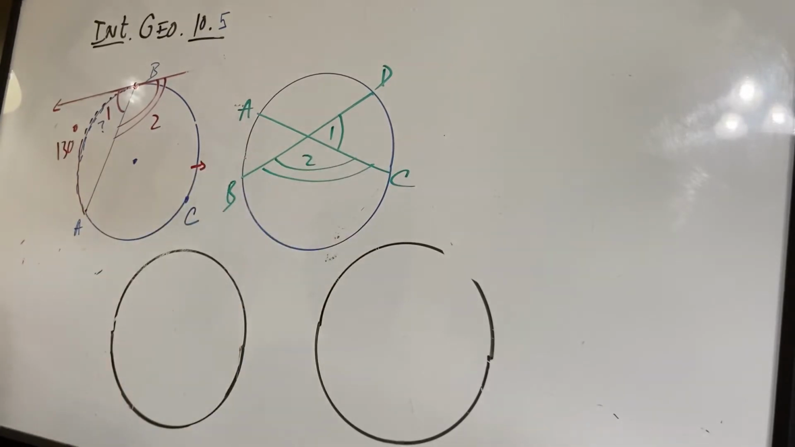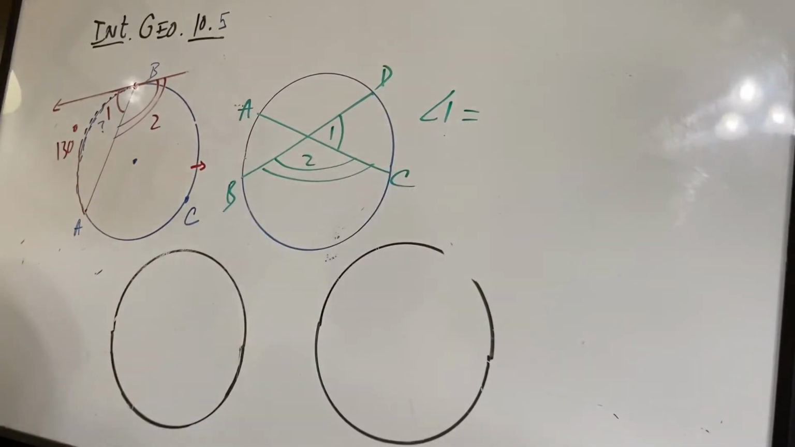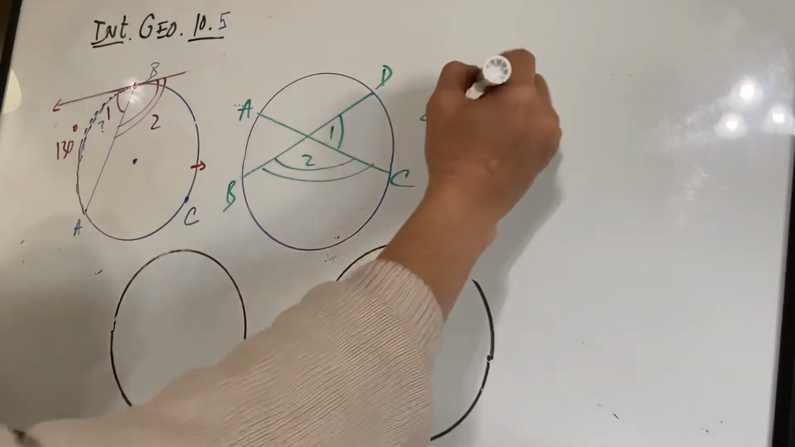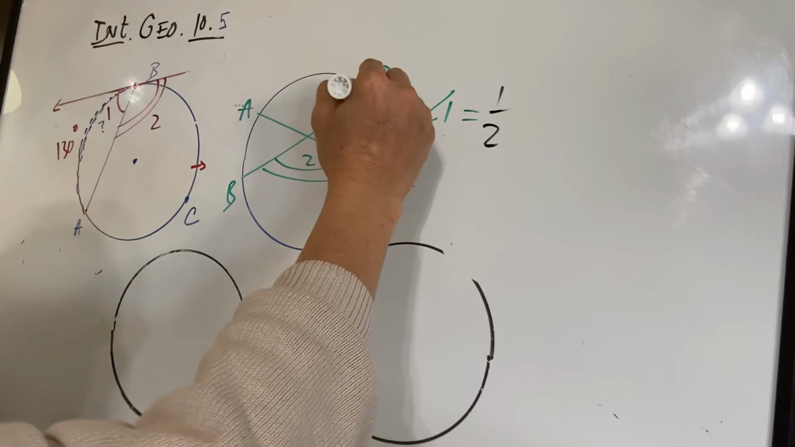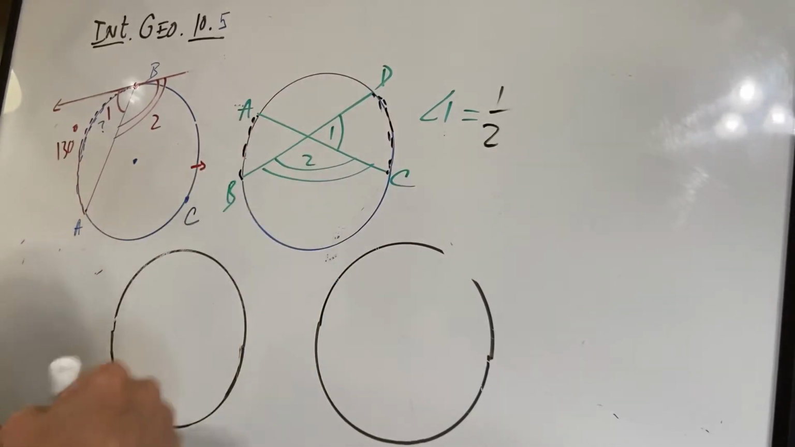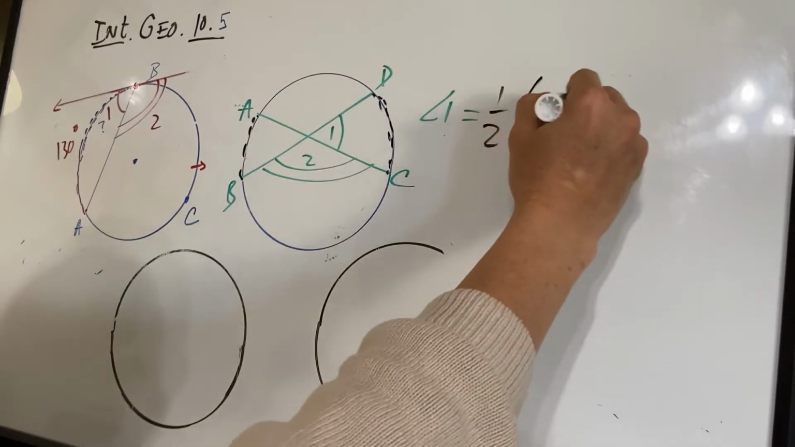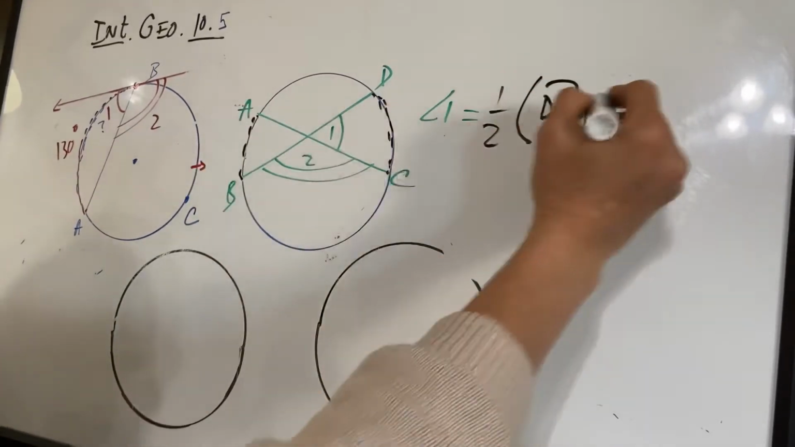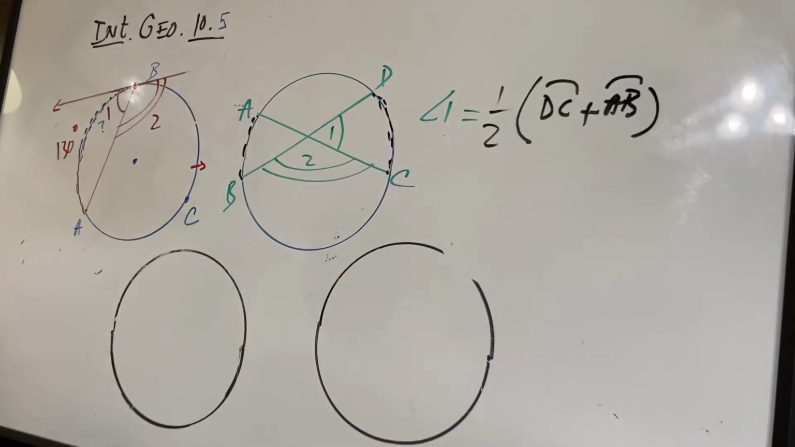If this is the case, ladies and gentlemen, what would angle 1 look like? By nature, angle 1 will be half of the sum of their intercepted arcs. There we go. See it? Angle 1 is half of the sum of the arc DC added with the arc AB. That's it, guys. Perfect.